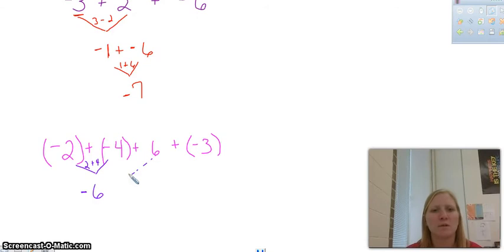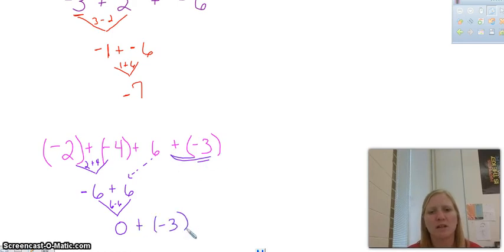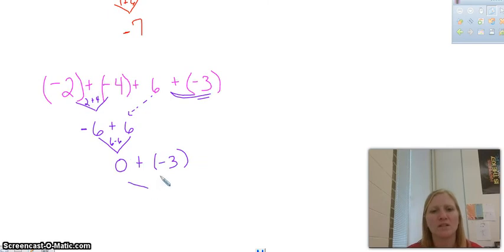Then we bring down the next one, plus 6. A -6 and a +6. They are different, so we have to subtract. 6 minus 6, 0. No positive, no negative. 0 is nothing. And then we do the last piece. We've got to add this part, right? Still have to add this, so 0 plus -3. 0 plus -3 is the same as 3 minus 0, which is 3, and negative, because 3 is bigger and 3 has the sign. That's what you're going to do today.